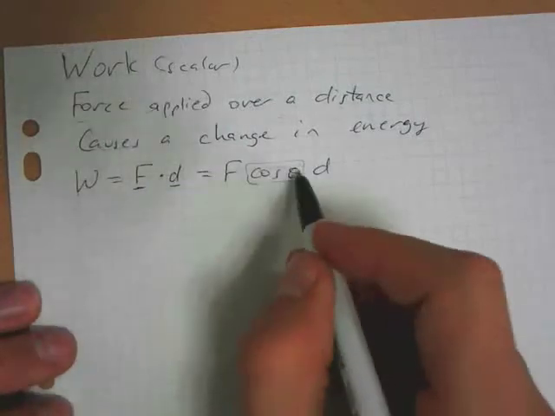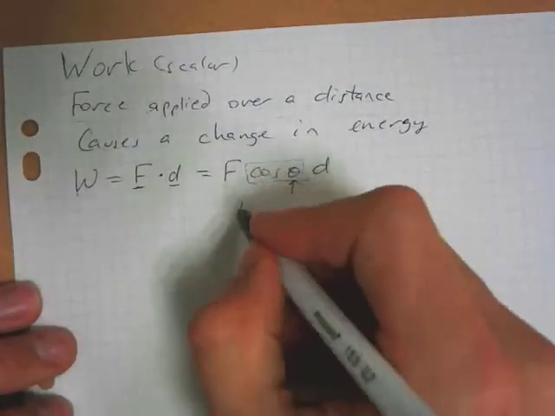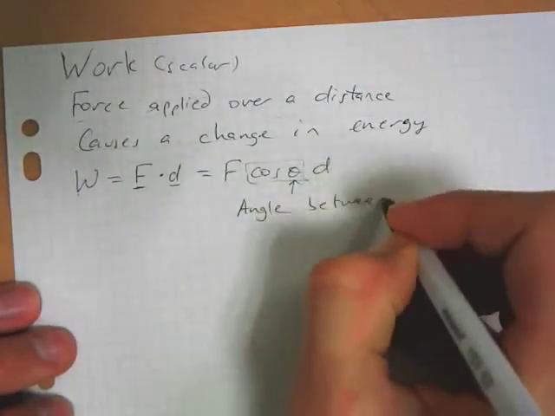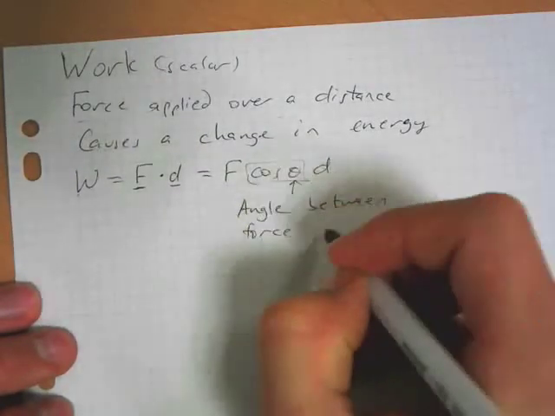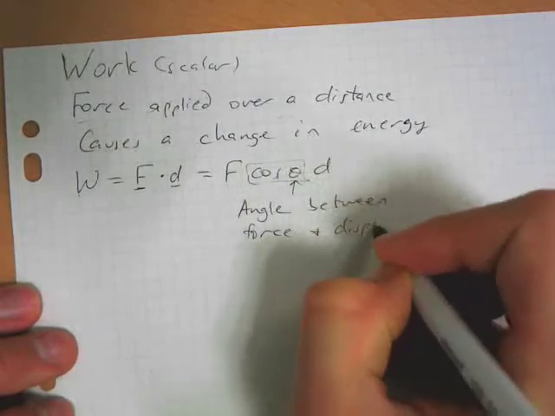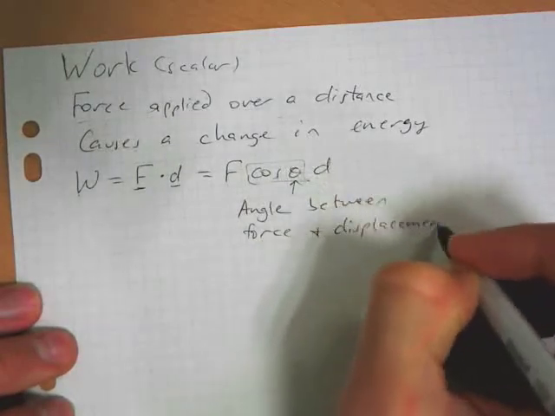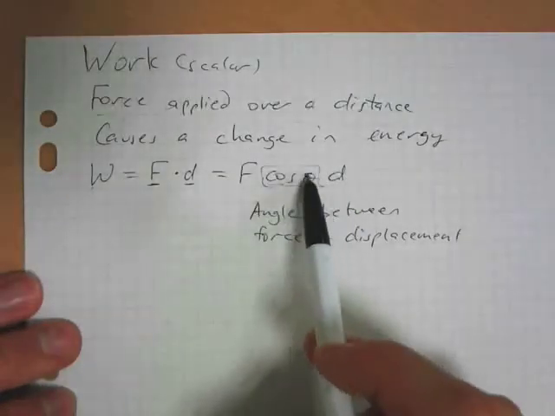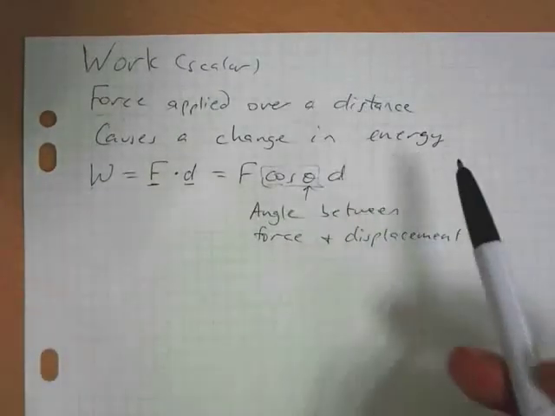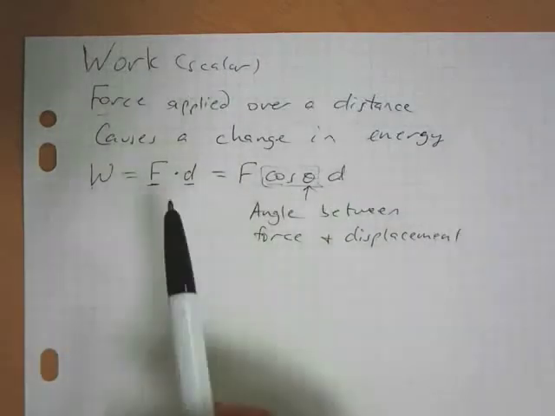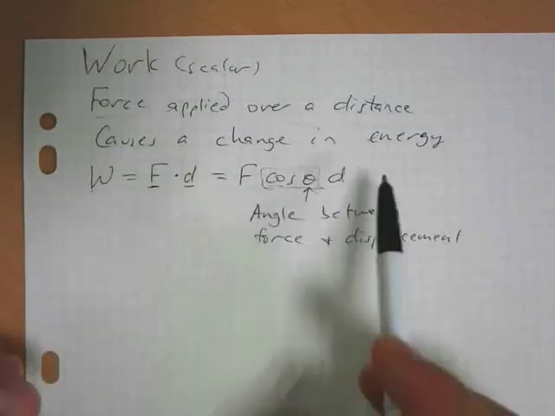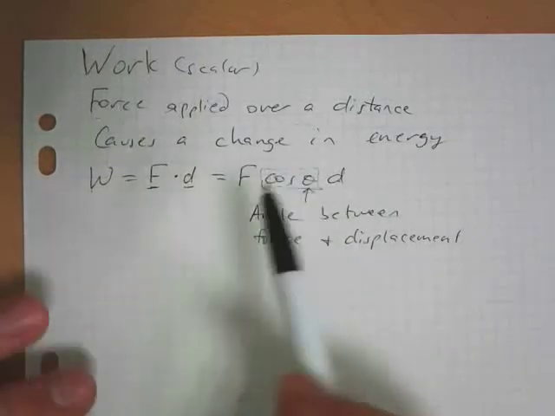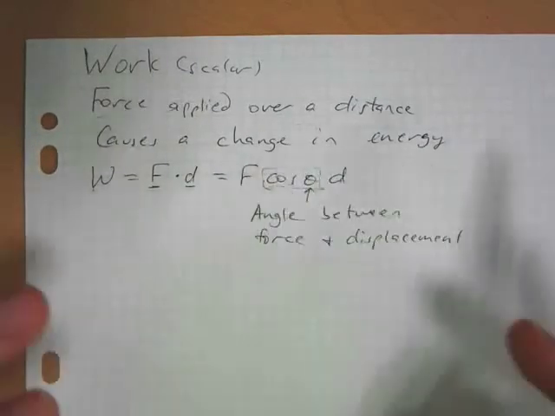This theta is the angle between force and displacement. So if an object's moving to the right and the force is to the right, that theta is 0. Cosine 0 is 1, so then it just becomes force times distance. If a force is to the right while the object's moving to the left, then that theta is 180, and the cosine of 180 is negative 1, so it becomes negative force times distance. You can have a negative work.